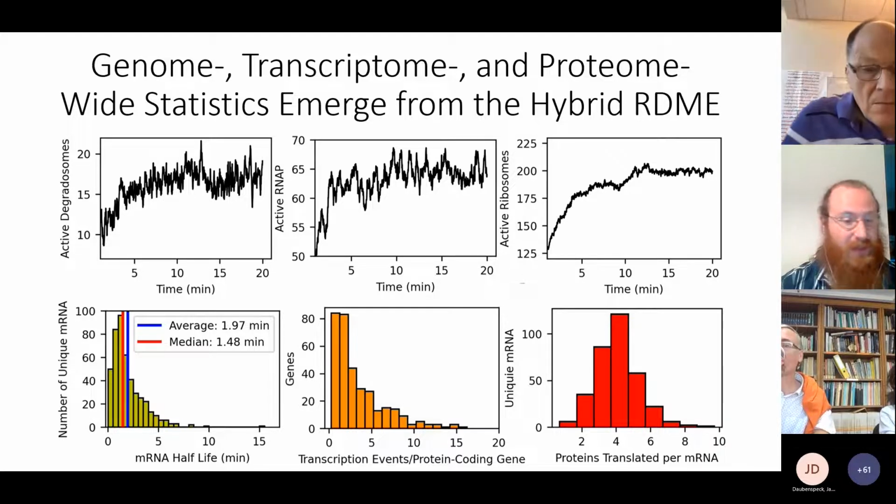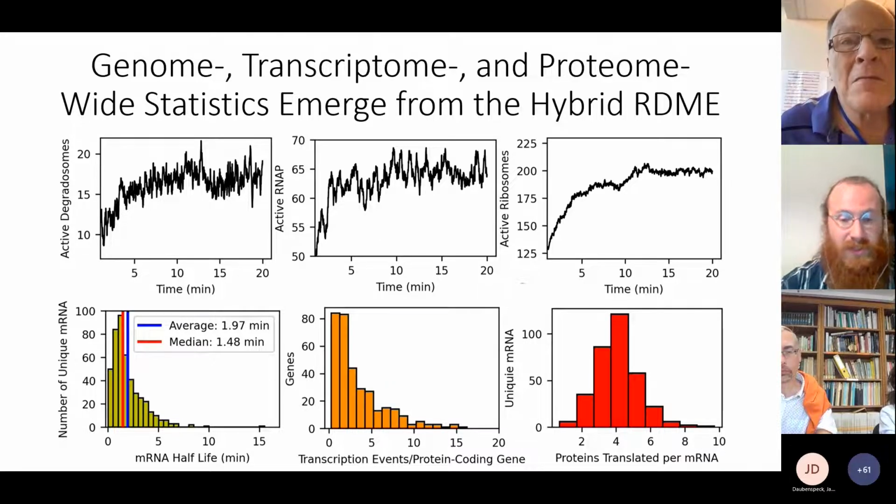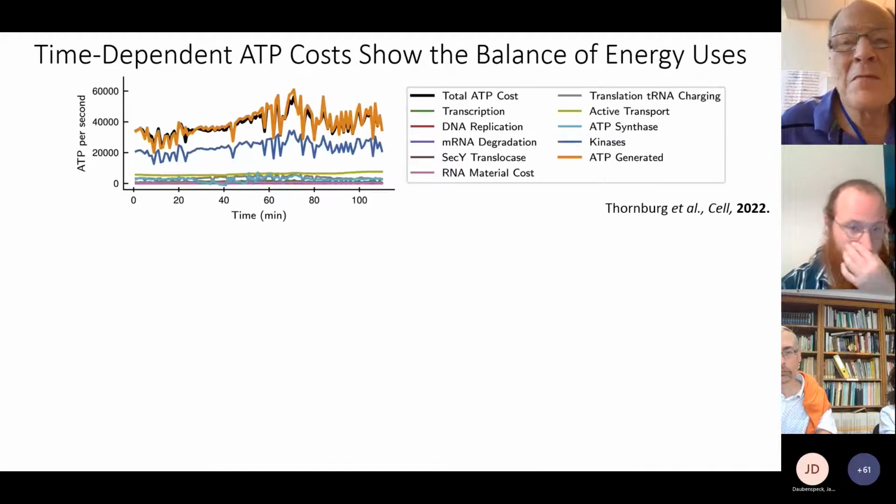And I just want to emphasize here why we use the word emerged. We did not tell the simulations at any point what the half-life was of any of these messenger RNAs. These came out of getting our kinetics right, having all these length-dependent kinetics, getting our diffusion constants right, and really doing our due diligence with all of these other factors and getting these bulk properties predicted.